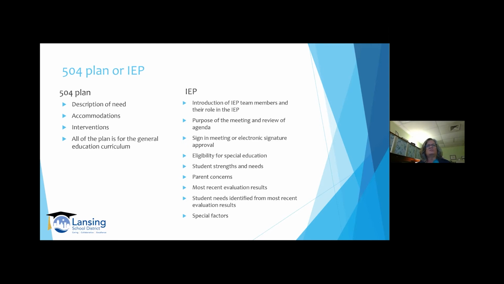Now, there are students who do have a 504 plan for specific needs, generally medical or health related, and also have an IEP. But those situations are very much individually determined, and they happen very rarely. So if we have a student with a 504 plan and an IEP, that would be completely based on the student's unique educational needs, and it does not happen often.